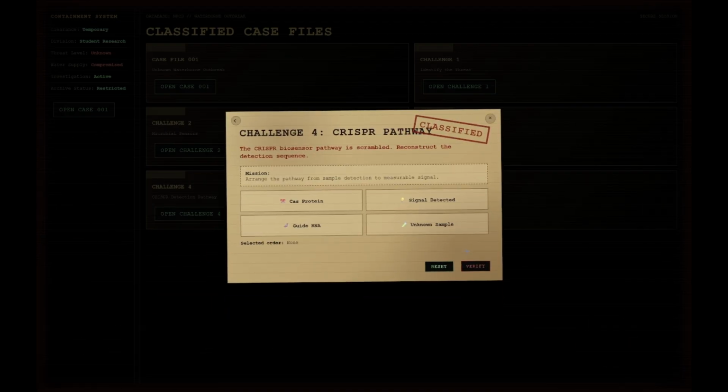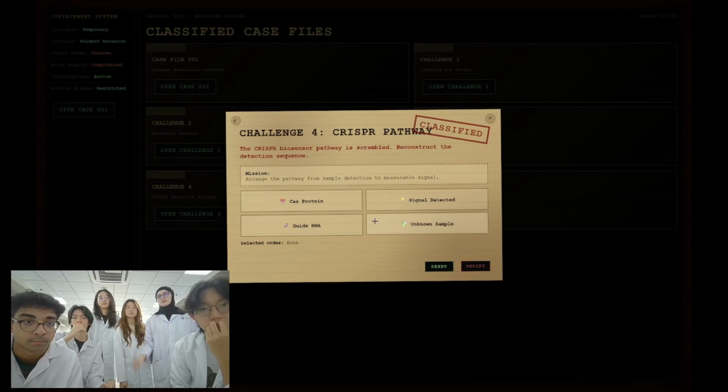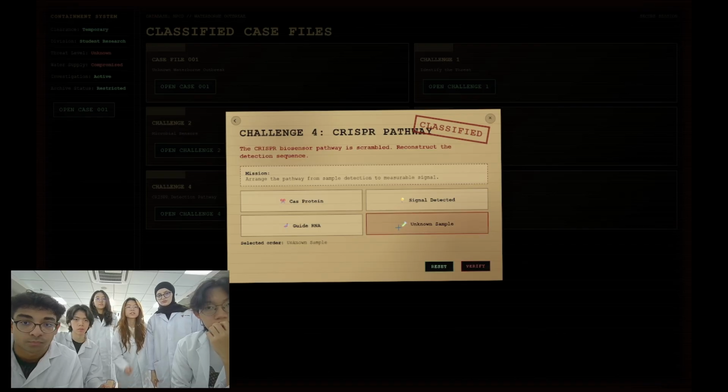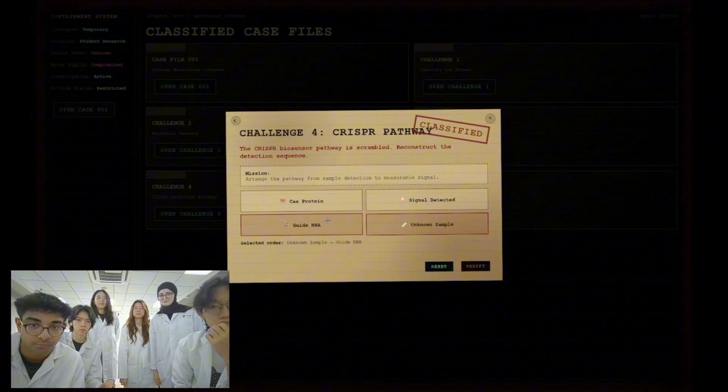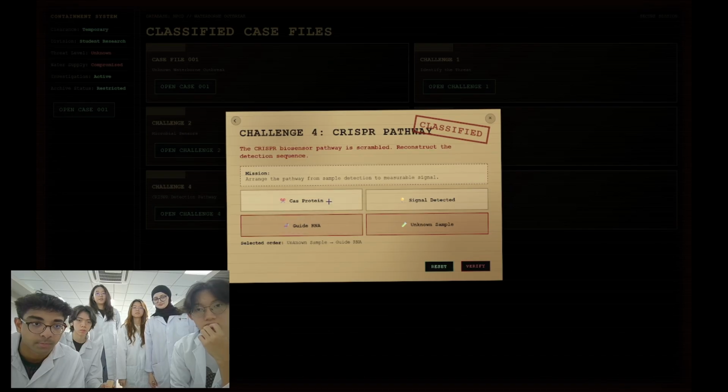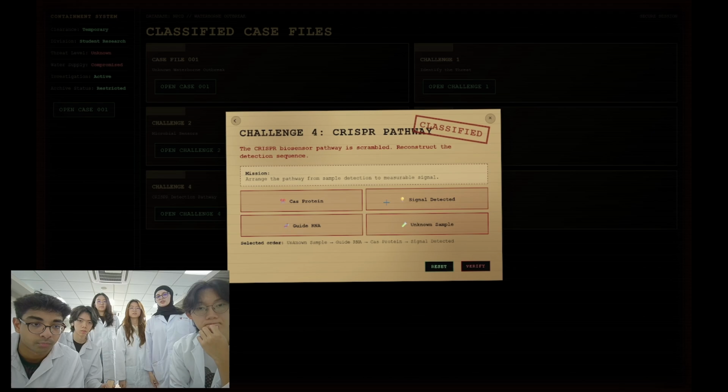Challenge 4 unlocked. We have to start with the sample. If there's no pathogen, then there's nothing to detect. Next, the guide RNA searches for the matching DNA or RNA sequence for the pathogen. Once the guide RNA finds the correct target, it activates the Cas protein. And once the Cas protein is activated, it produces a detectable signal.